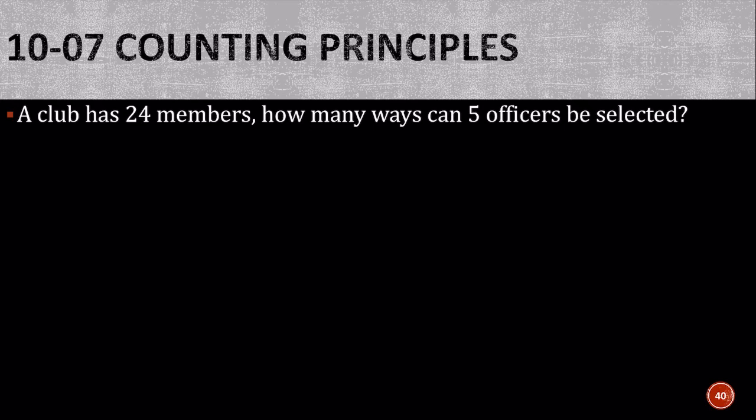How about this one? A club has 24 members. How many ways can 5 officers be selected? Well, order is important here because it matters who's president and who's vice president and so on. So n is 24, but we're actually only choosing 5 of those. So it'd be 24P5, which we could hit the button in our calculator and get 5,100,480 different choices.